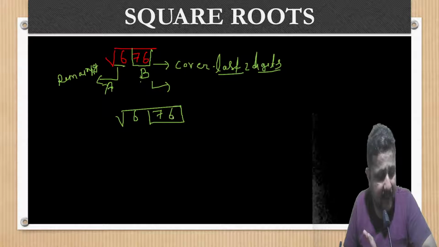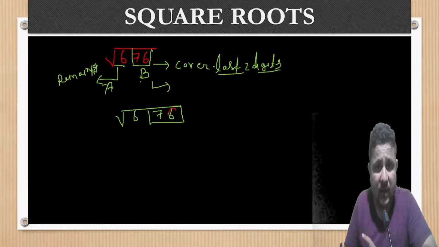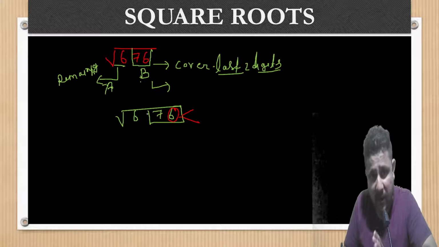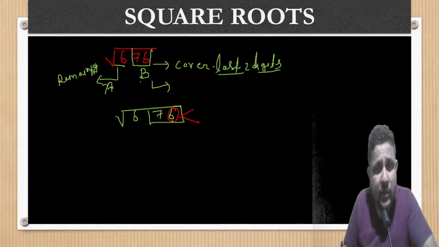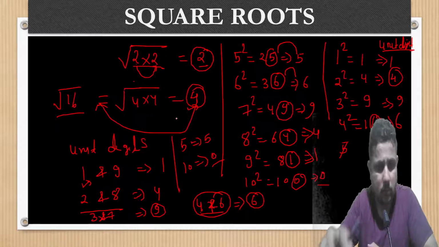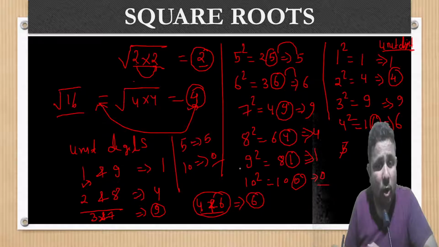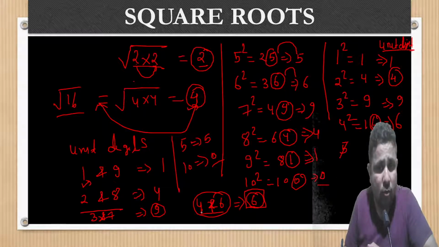In part B, you need to cover the last 2 digits, but only one thing will work out: the unit digit. This is important for you. What unit digit is here? 6. So if I talk about 6, 6 was the unit digit of which squares? You will say 4 and 6.